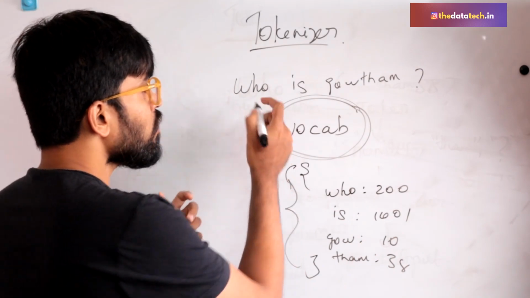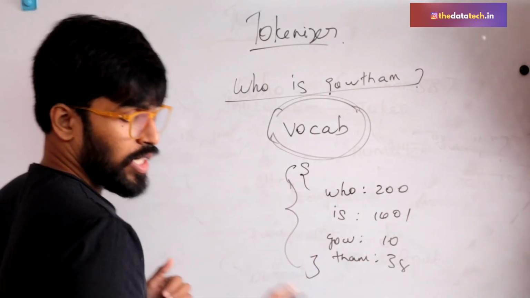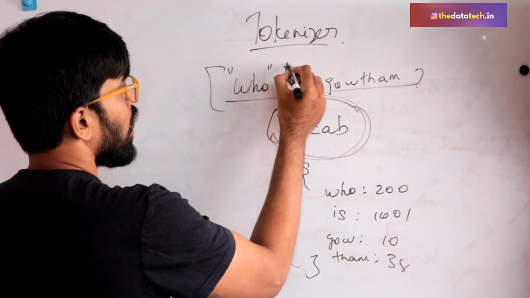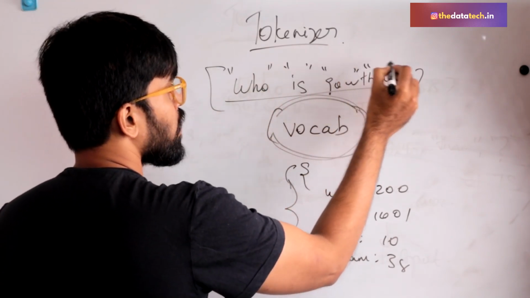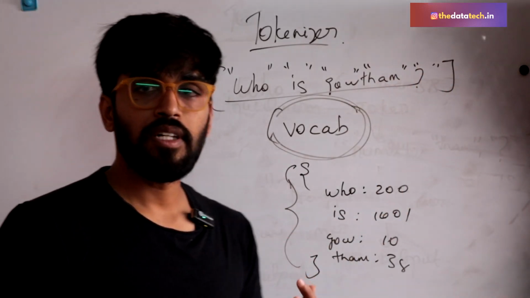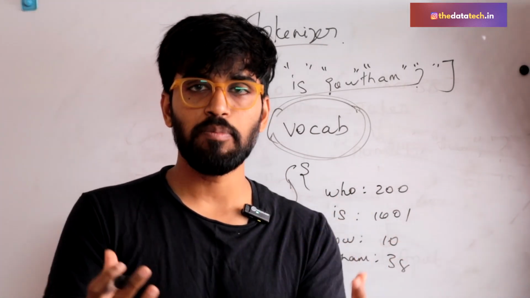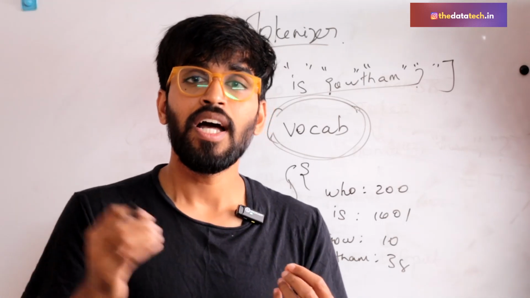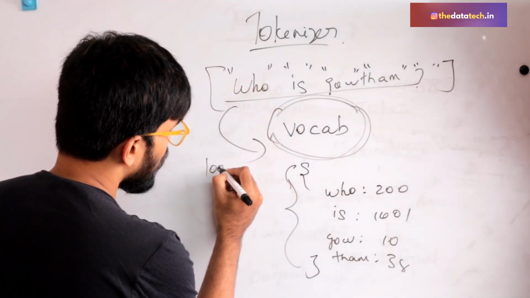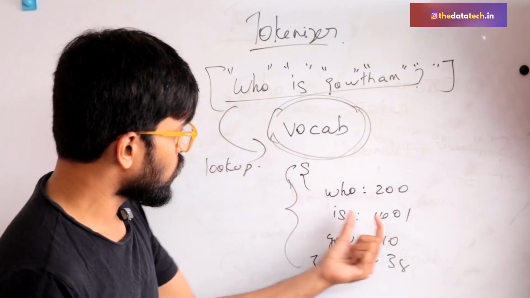Now when you give this "Who is Gautam?", it creates tokens first. When I say token, let me edit this itself: "Who is", and then "Gau", and then "Tam", and then the question mark. So the tokenizer splits the sentence into tokens. The next step is it has to assign the numbers to them, the unique IDs, right? For that, it looks up the vocab.